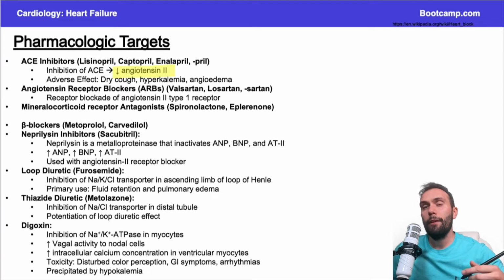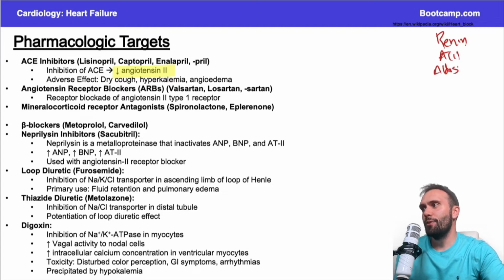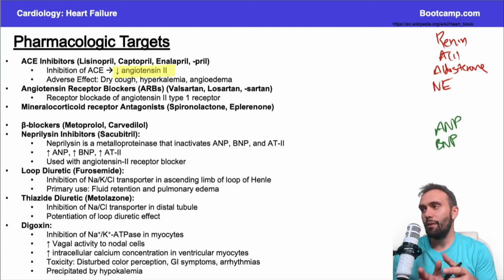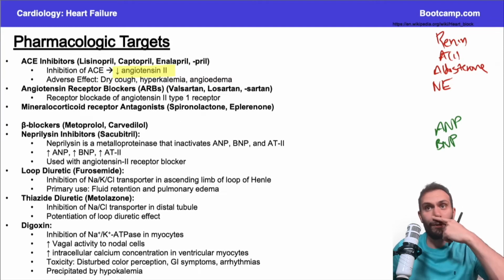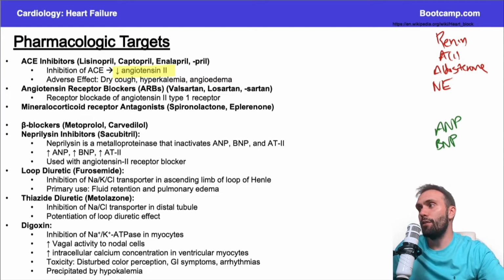Because again, if you just remember who the bad guys and who the good guys are, right? The bad guys are going to be renin, angiotensin II, aldosterone, and sympathetics like norepinephrine. Okay, those are the bad guys. And the good guys are going to be ANP and BNP. So if you know who's on the good side, who the heroes are, and who the villains are, I think you can kind of figure this out. So again, the red are our villains, the green are the heroes.